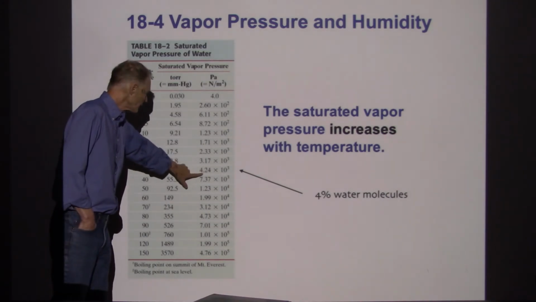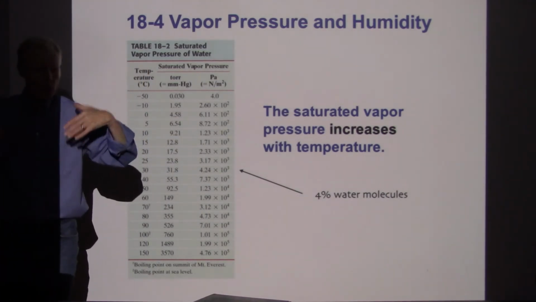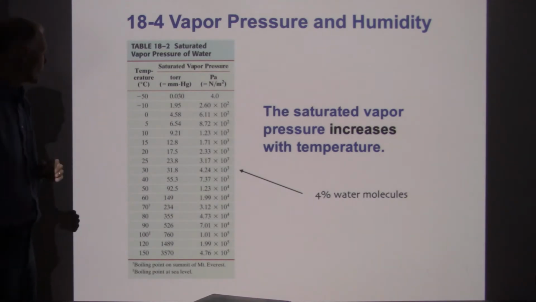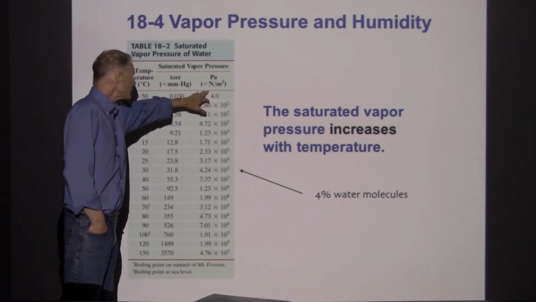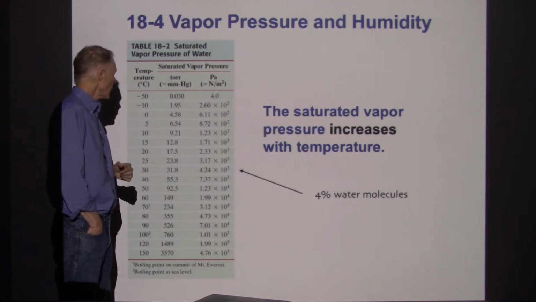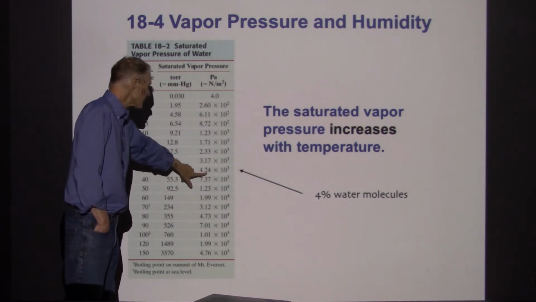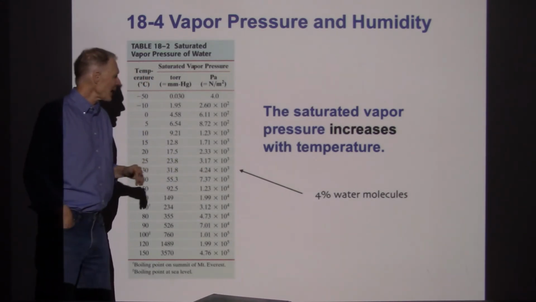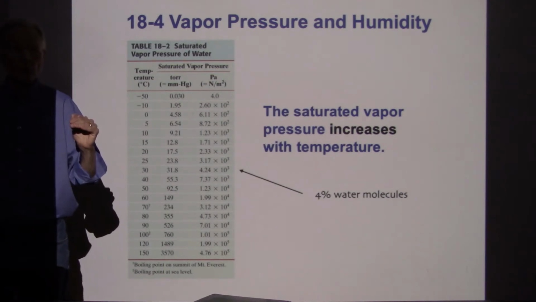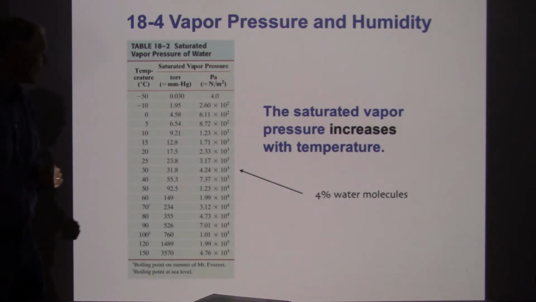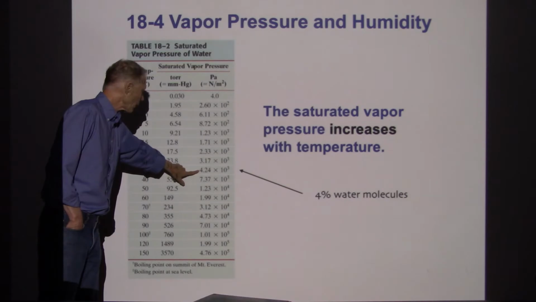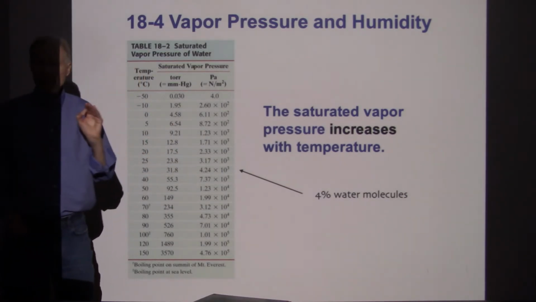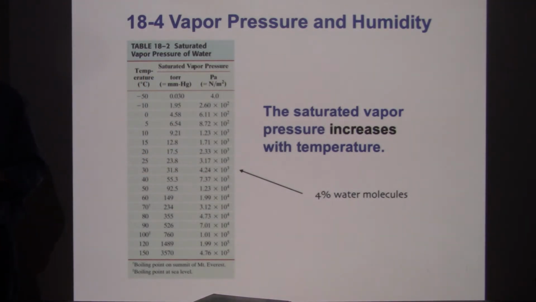If I have plenty of water around and all the water is evaporating into the air, so that we actually saturate the air, we go to 100% relative humidity, we could have as much as 4,240 pascals of pressure due to those water molecules. Well, at 4,000 pascals, that means 4% of the pressure is coming from the water molecules, and that would mean 4% of the molecules in the air are water.